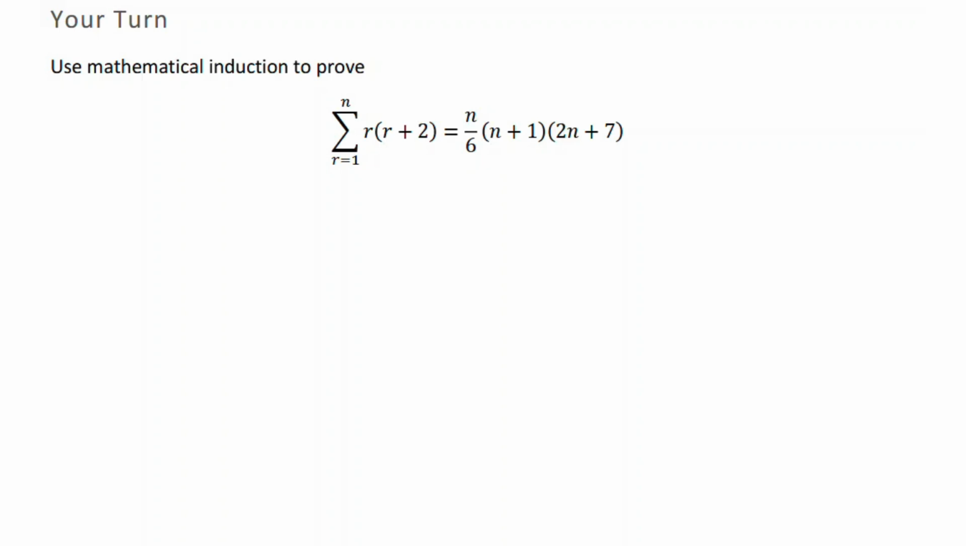Use mathematical induction to prove that the sum from r equals 1 to n of r times (r plus 2) is equal to n over 6 times (n plus 1) times (2n plus 7). So let's start with our first step.